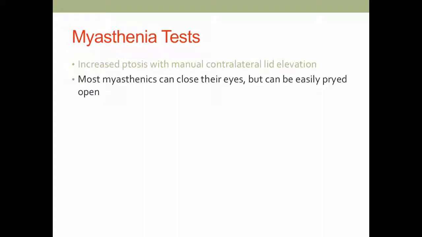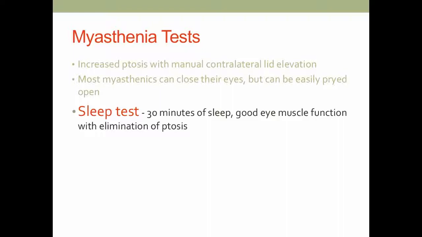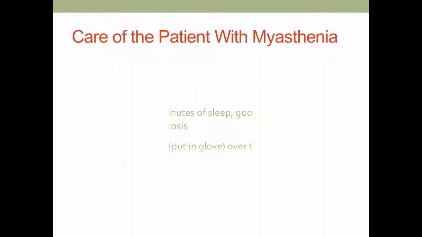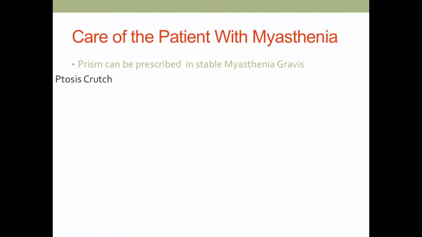The other simple test to do is a sleep test. 30 minutes of sleep, 30 minutes of closing their eyes. When they open their eyes, the ptosis disappears. Put some ice on top of it. It even makes it more sensitive. If they have a concomitant deviation, you can do prism with them.